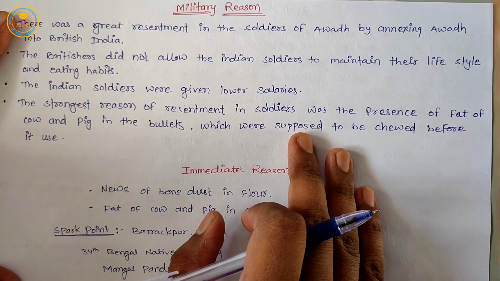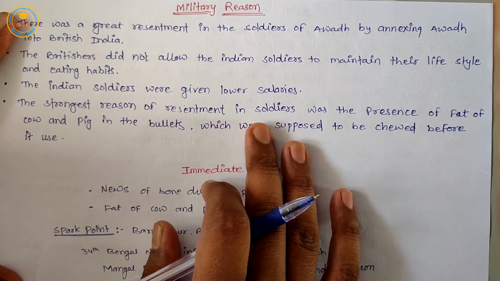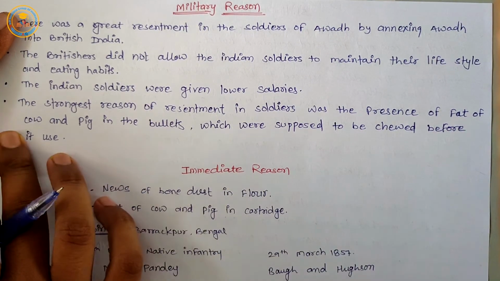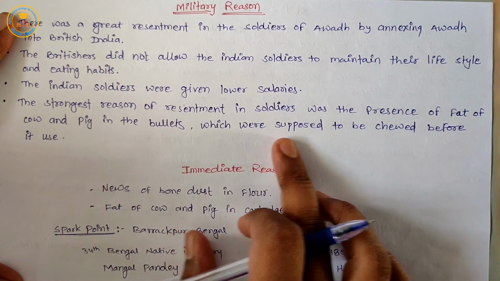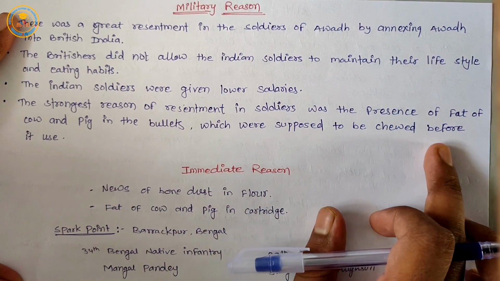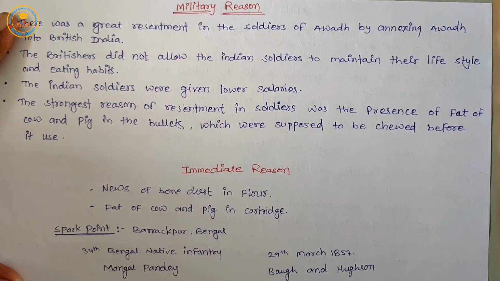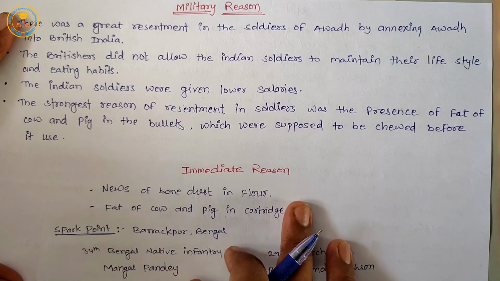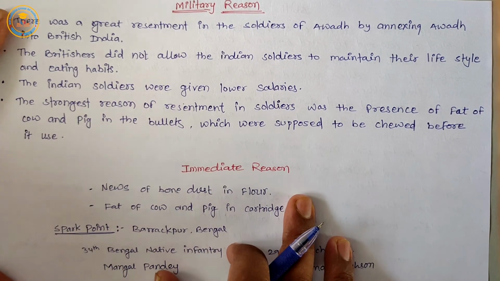and they did not allow higher posts to Indian soldiers. The strongest reason for resentment among the Indian soldiers was the fat of cow and pig in the bullets, which was supposed to be true, before its use. This is the main reason for the starting of the revolt of 1857.